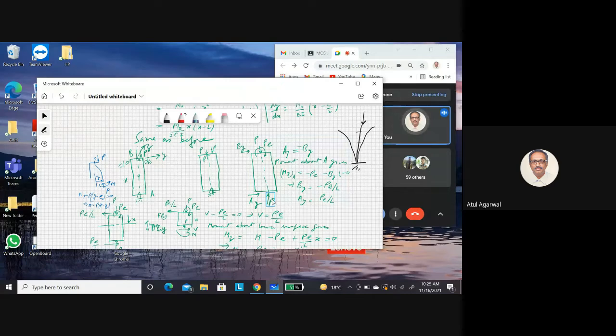If you take moment about point A, this point, then what is the moment about point A? You are doing force balance. This is a clockwise moment, so this is there as such, minus PE, and this force By causes a moment clockwise about point A, minus By into L is equal to 0. So By is equal to minus PE by L. So Ay will be PE by L. So the issue I see is that this coordinate system can create a problem. We will see.